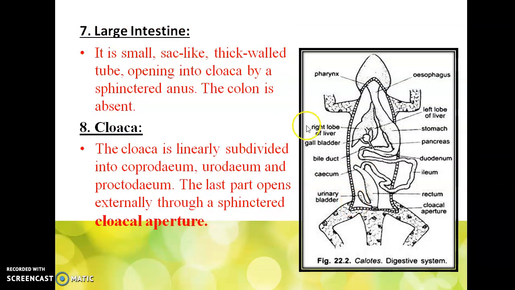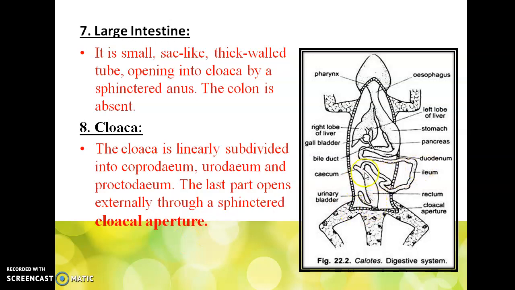Then comes the large intestine. The large intestine is a sock-like structure. It is very thick-walled in nature, consisting of a muscular sphincter for opening into the very next part, that is the cloaca. The colon is altogether absent here in Calotes. The rectum is thick-walled, along with the cecum. The rectum is mainly concerned with the storage of the waste material.